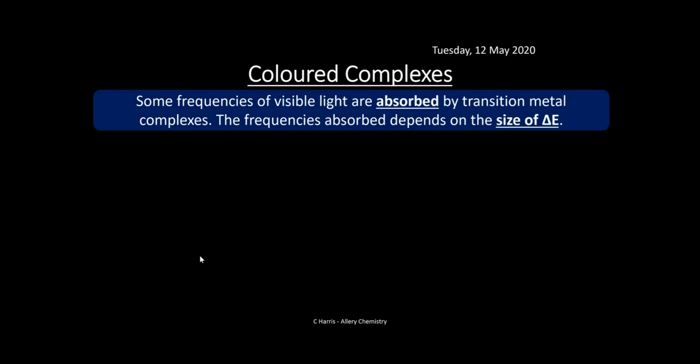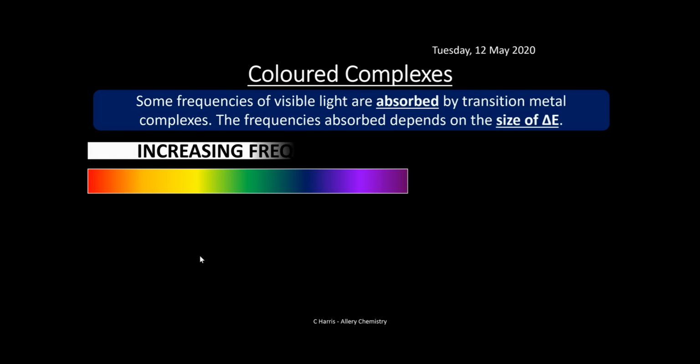Color, remember, is one of the traits of a transition metal, and this is the physicsy bit. This is where we're going to look at why they're colored, and we're going to look at energy, and frequency and things like this. Some frequencies of visible light are absorbed by transition metal complexes, and the frequencies absorbed depend on the size of delta E, which is that gap between the split d orbitals.